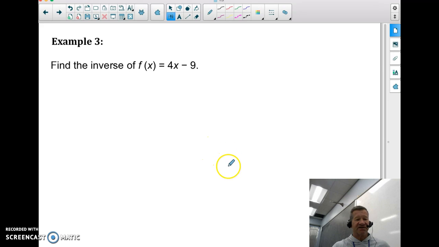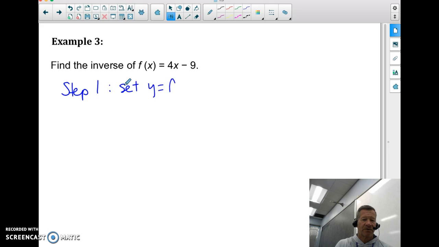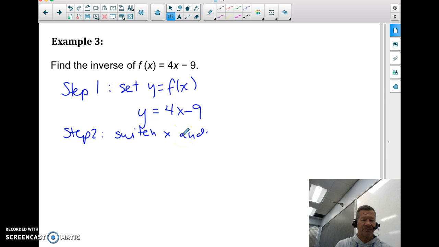And example 3 says find the inverse of f of x equals 4x minus 9. Well, step 1 said to set y equal to f of x. Okay, so that's simple enough. Instead of f of x, we just say y equals 4x minus 9. Okay, step 2 was to switch x and y. Well, we can do that simply enough.